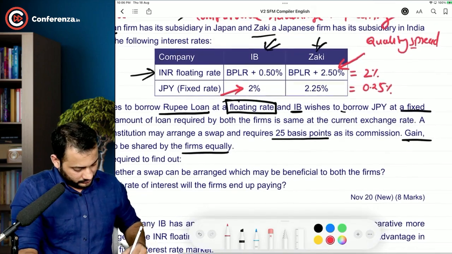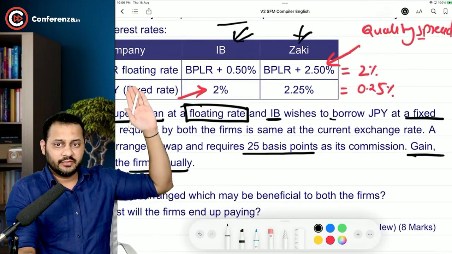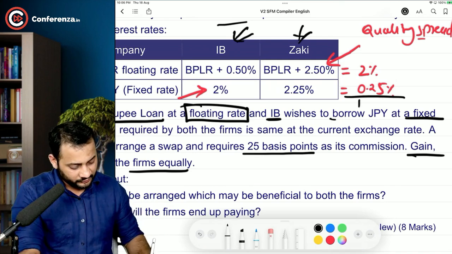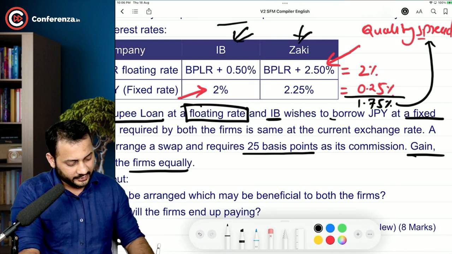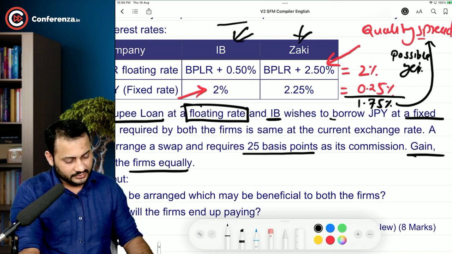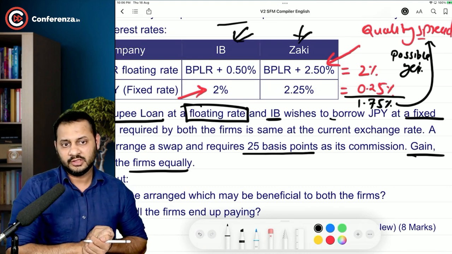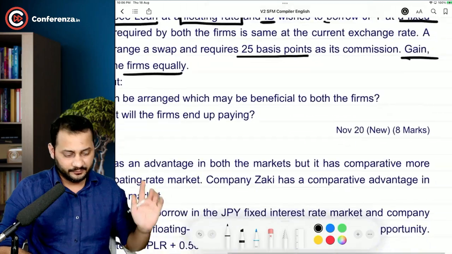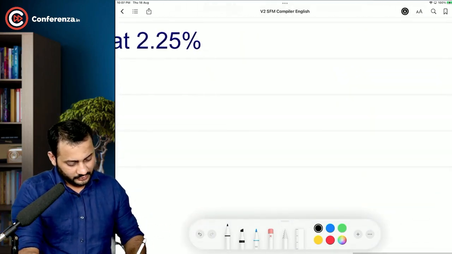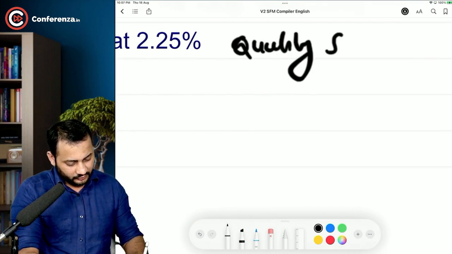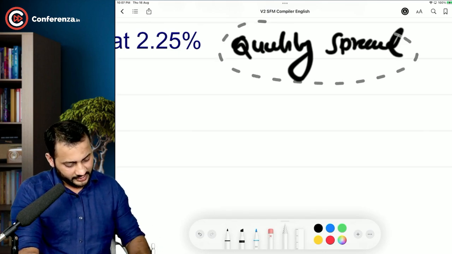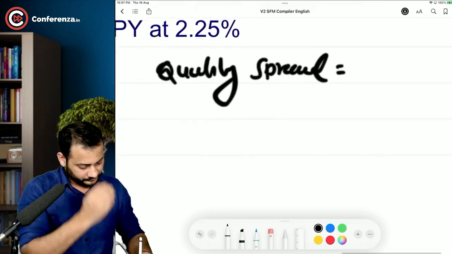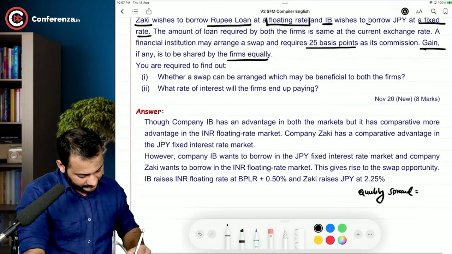Now, we'll just go step by step. So, the difference in floating rate and the difference in fixed rate, and again, the difference between the differences of fixed and floating rate is 1.75%. This is called the quality spread, or we can call it the possible gain. This much gain is possible to both the companies. But out of that gain, 0.25 will be taken by the institution, the intermediary. So let me just write it down. Quality spread: first of all, we will calculate the quality spread, which is called the possible gain from the advantage from the swap agreement to both the companies.